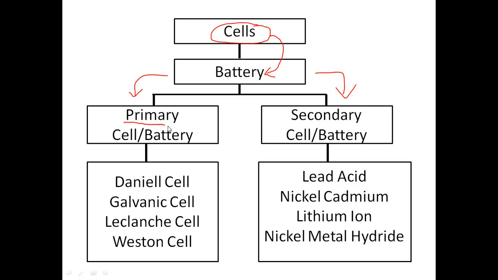A primary battery is one which can be only used once after manufacturing. After that, it has to be discarded. We have studied in 10th and 12th level chemistry about these cells like galvanic cell, Leclanché cell, Daniell cell. We have studied them. In this course, we will be concentrating on the secondary cells or the rechargeable batteries.